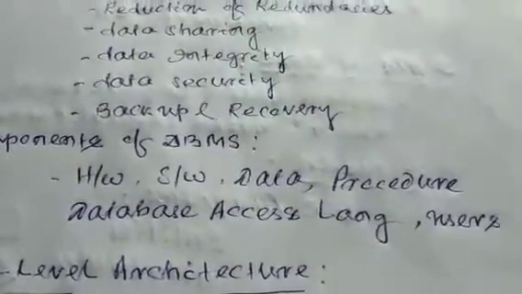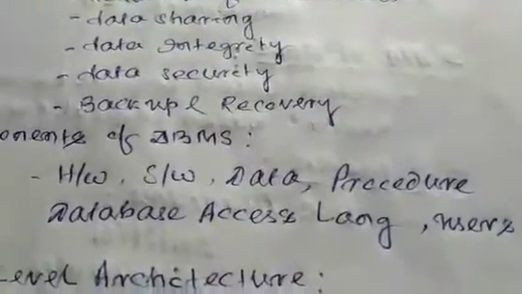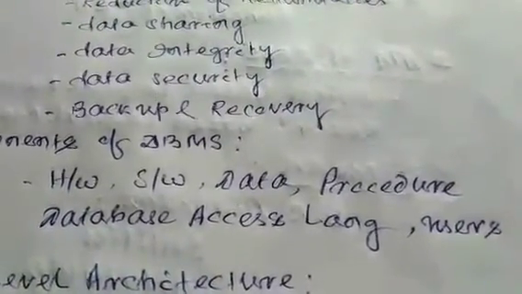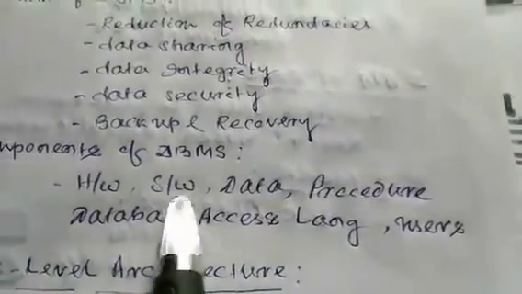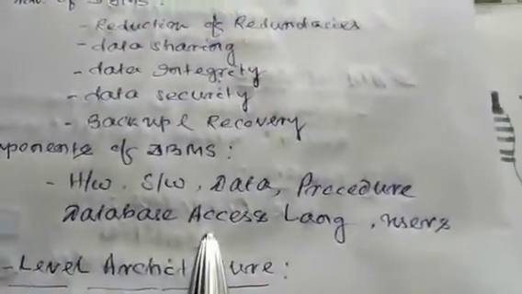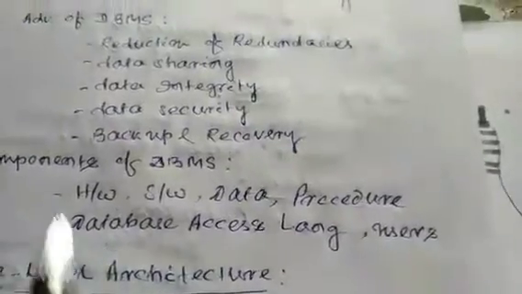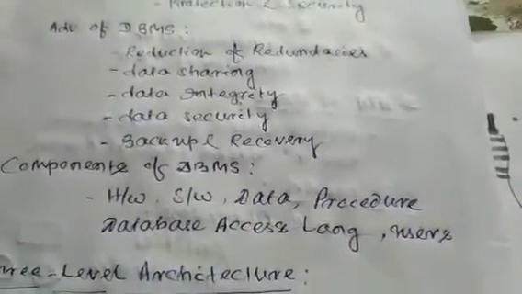There are several types of users: end users, casual users, naive users. We have already discussed these. And also programmers, database administrator, system analyst, system designers. These are also database users, and these users are also required. So we have already discussed the components of a database management system: hardware, software, data, procedure, database access language, and also users. These are the basic important components of the database management system.